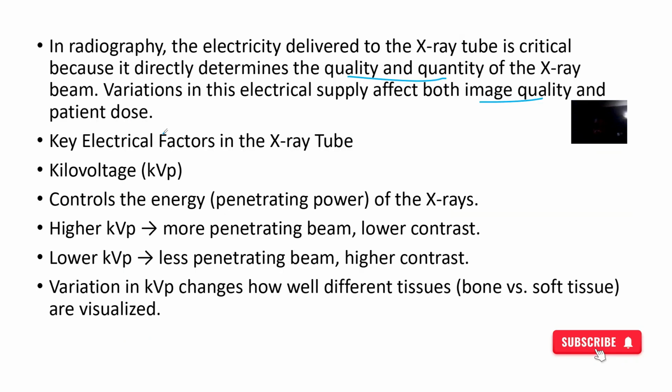So key factors, if you want to know how much of the X-ray is hitting the patient, is first, we have the kilovoltage, which controls the energy of the X-rays. If you have a higher kilovolt, you have more penetrating beam, lower contrast. If you have a lower kilovolt, you have a less penetrating beam, higher contrast. So as you're changing the variation, it is just being changed anytime you are dealing with different tissues.